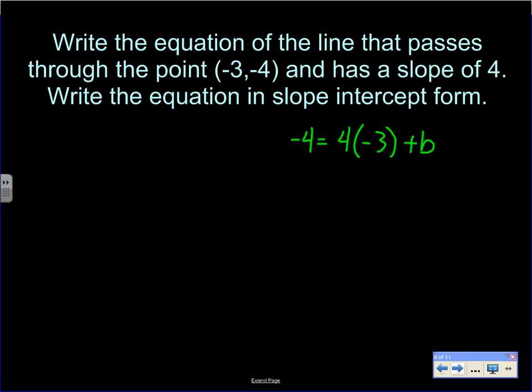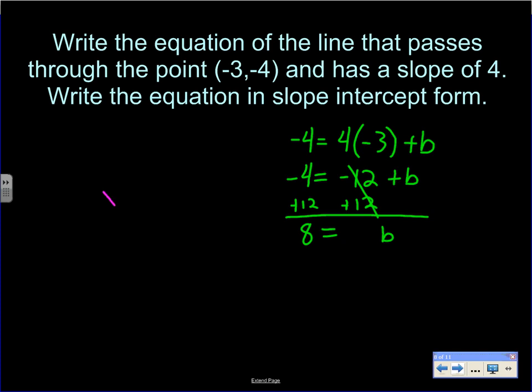I've substituted in for x, y, and m. 4 times -3 gives us a -12. And in order to get b by itself, we're going to add 12 to both sides. b is going to be equal to -4 plus 12, which will give us a +8. And our final equation, y is equal to, has a slope of 4, y is equal to 4x, and b is +8. y equals 4x plus 8.